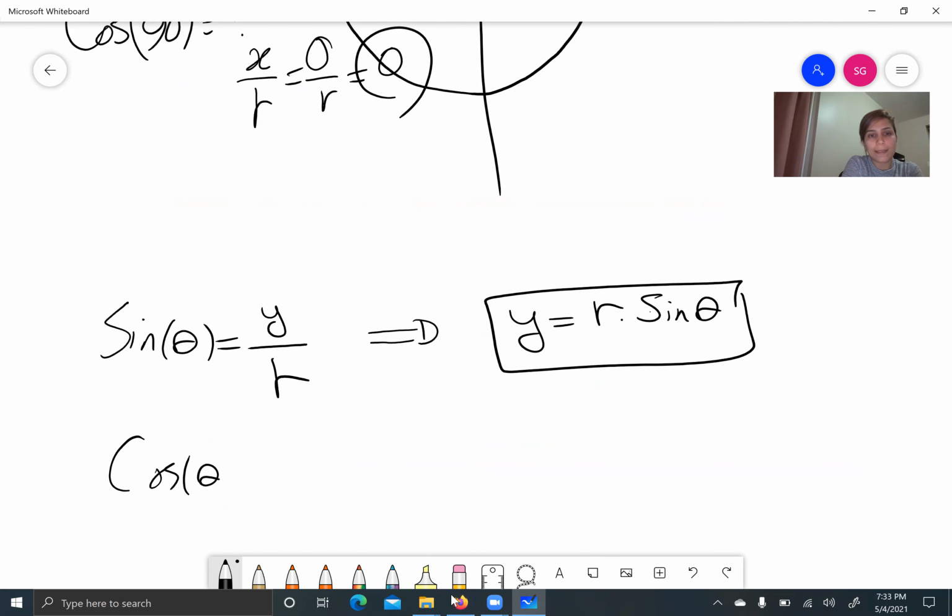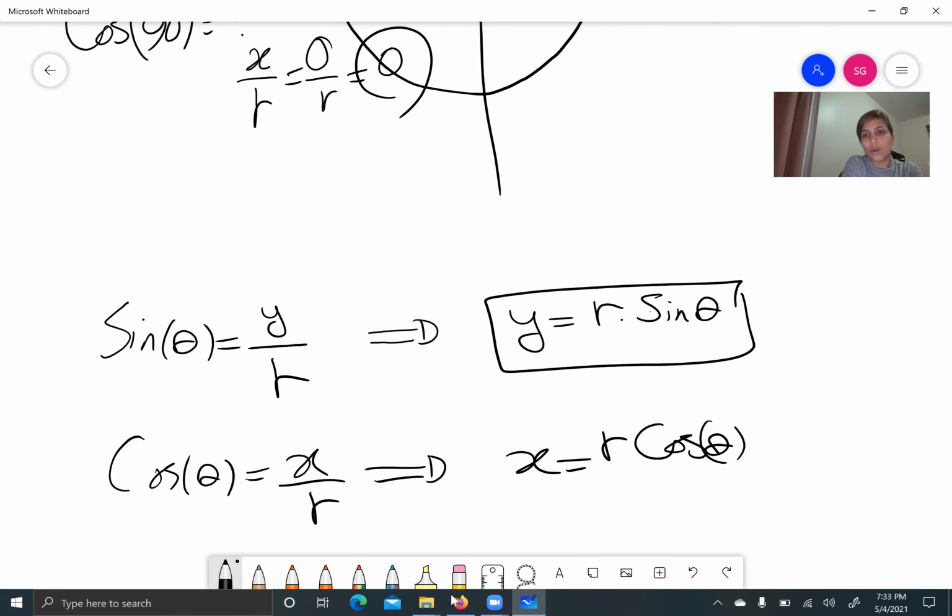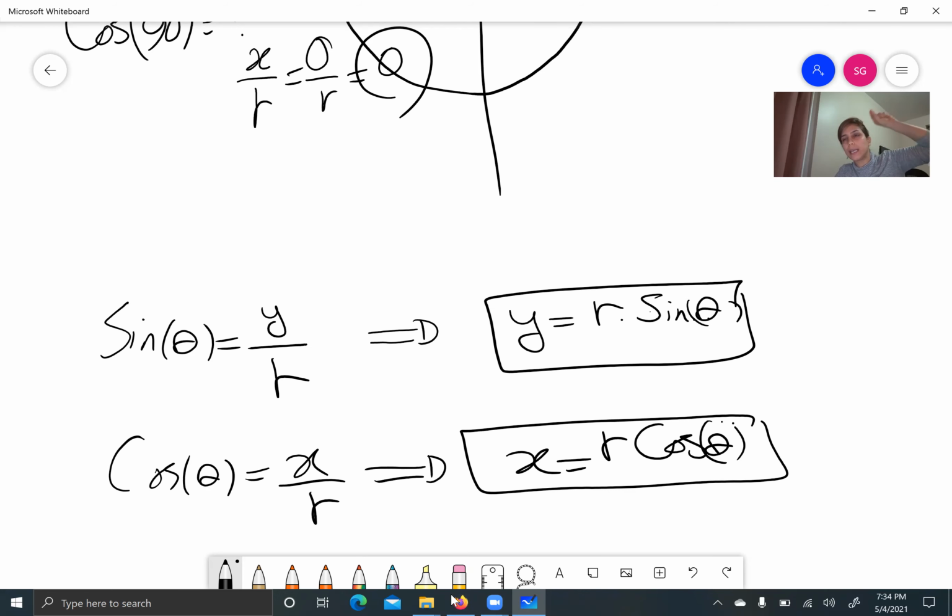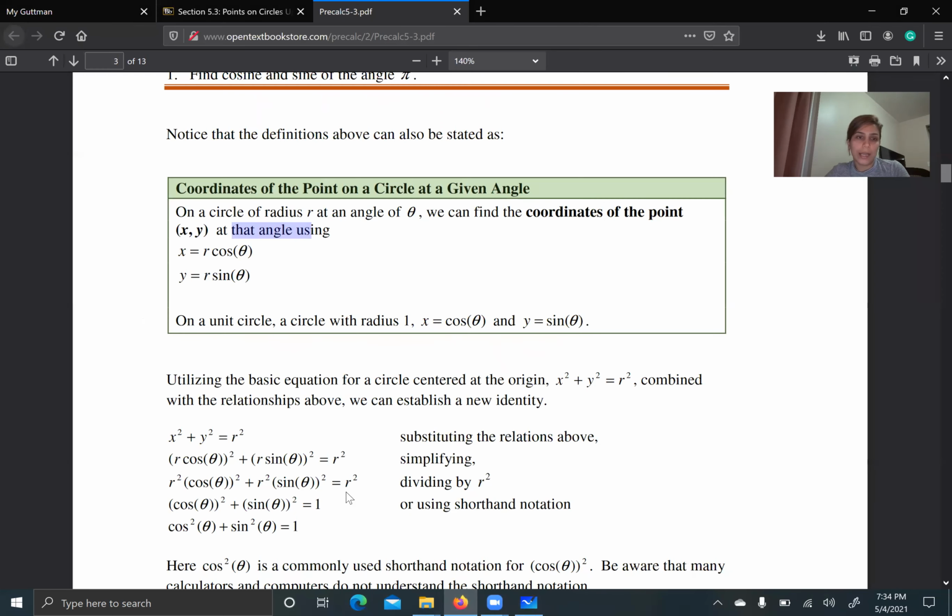Cosine is defined as the ratio of x and r. So from here you can solve for x. X is r cosine of theta. That's it. Sometimes you are given the angle and the question is to find the corresponding x and y values. From here you can solve for x and y.